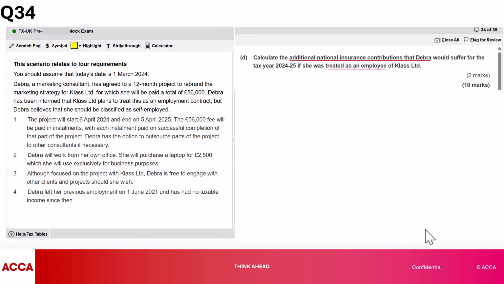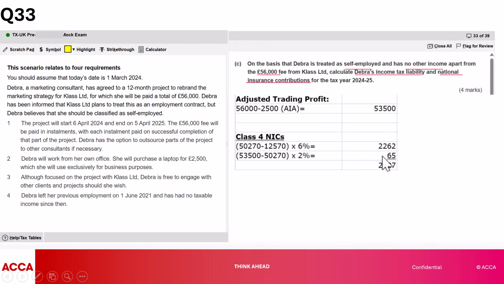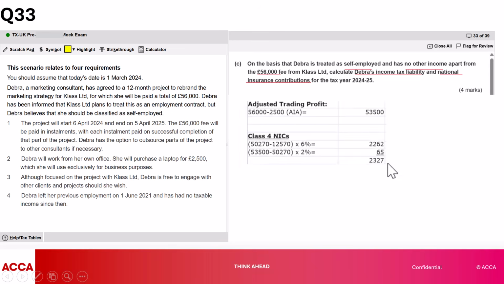Now, from here, we are told to calculate the additional. I think for me, the part I'd be very careful with is that word additional, because it seems like we might have to compare it with what we got here of 2,327. It's as if we're trying to compare what she would actually pay if she was employed in terms of NICs, as opposed to what she paid when she was self-employed. So when she was self-employed, she should pay 2,327.